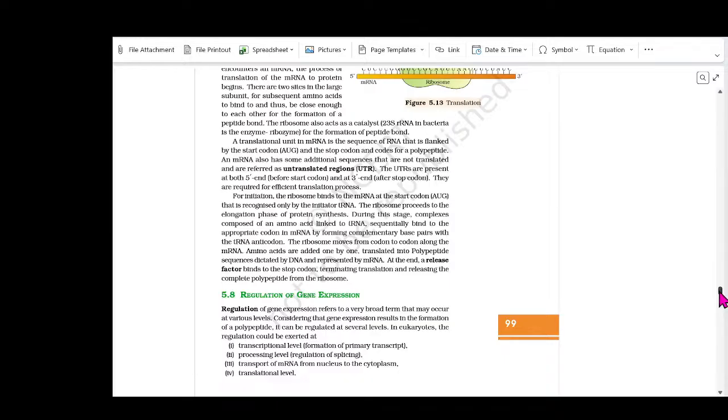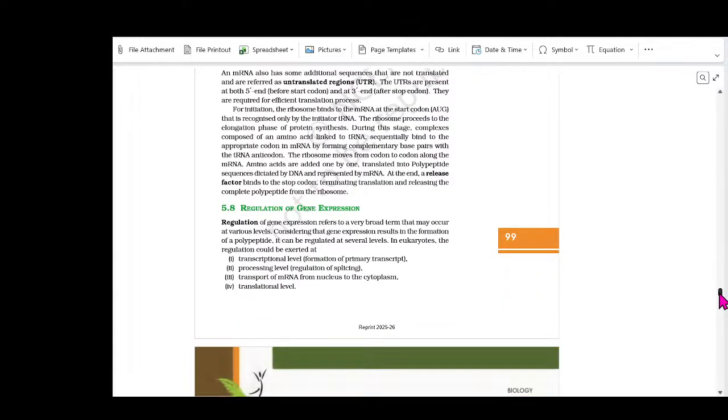So we are done with the last step of the central dogma of biology. Whatever three important terms you are able to retain from translation, do mention it in the chat and then move further.